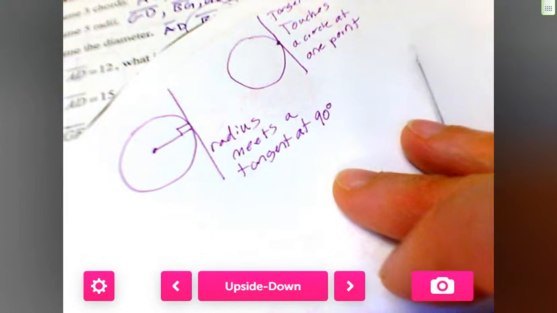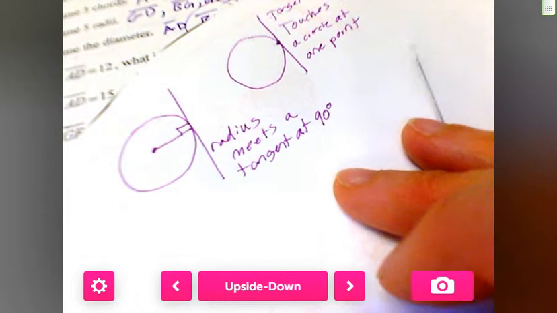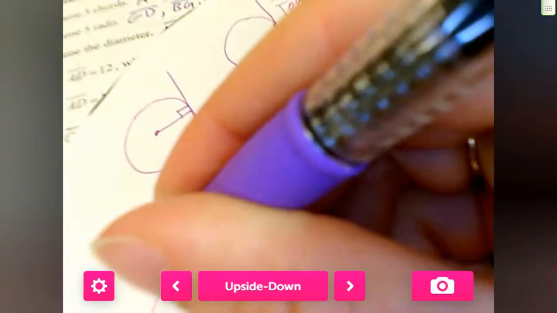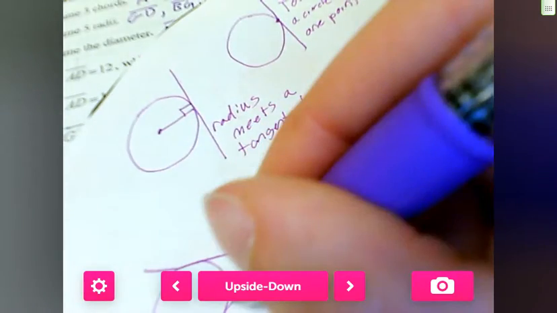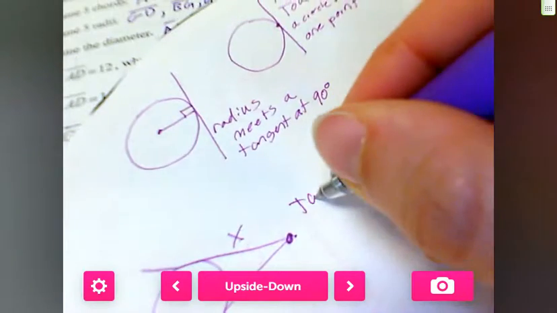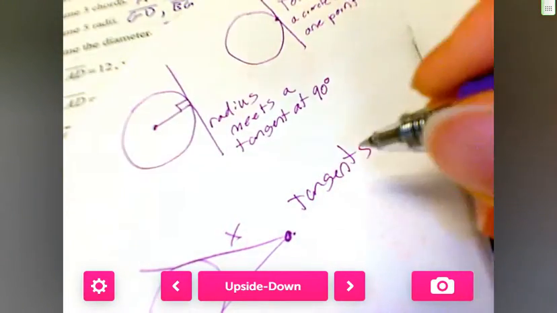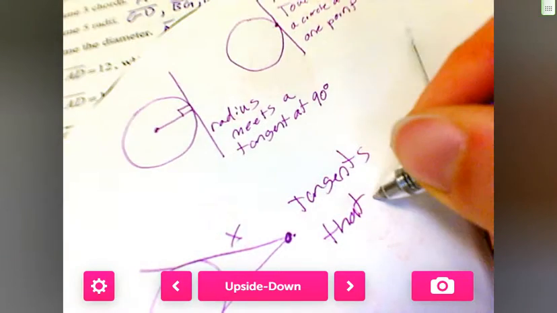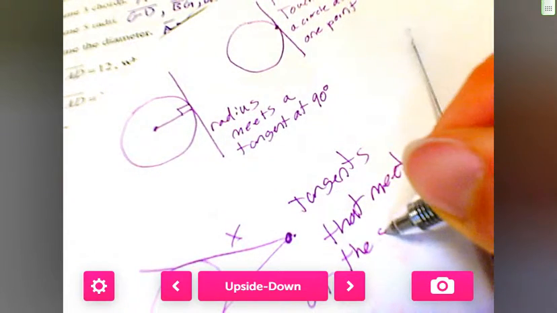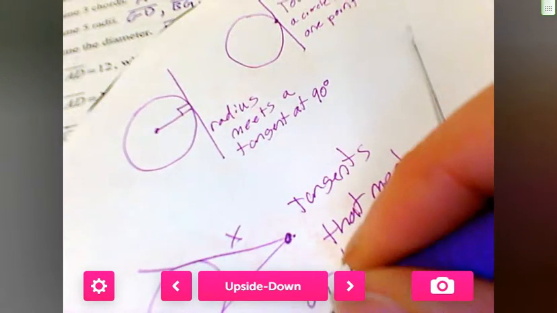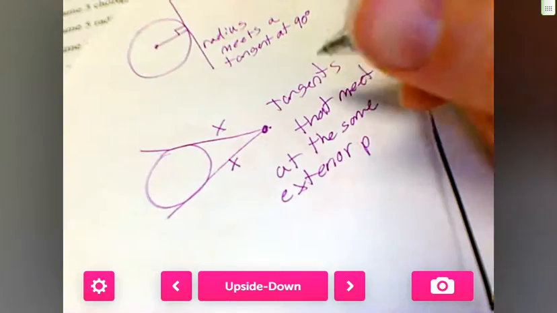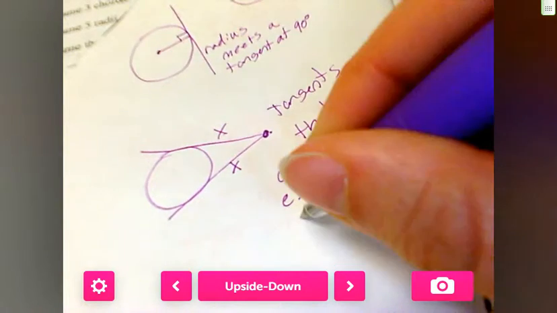So we've got those two important pieces of a tangent. Probably the most important. Then if we've got two tangents that meet at this exterior point, they are equal to each other. So tangents that meet at the same exterior point are congruent.